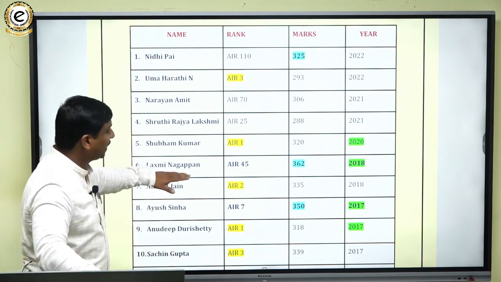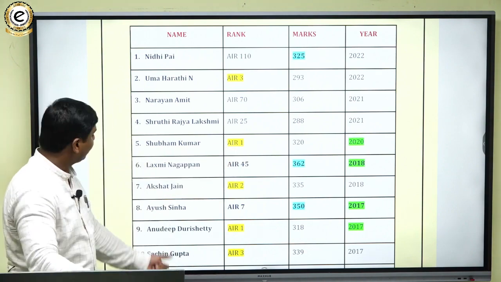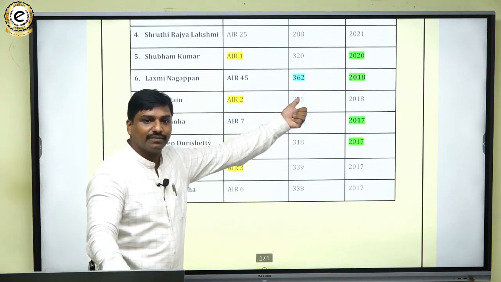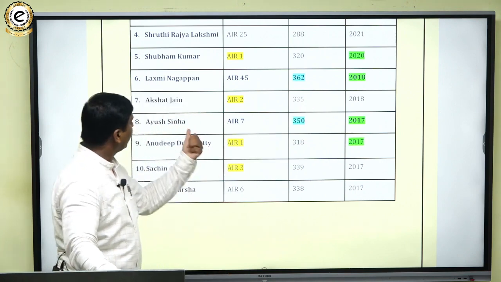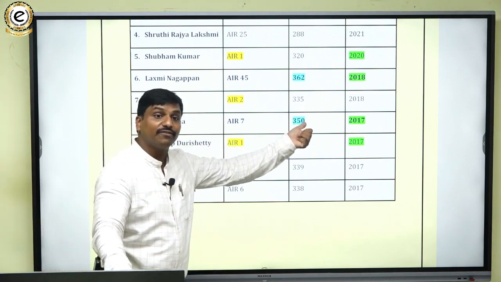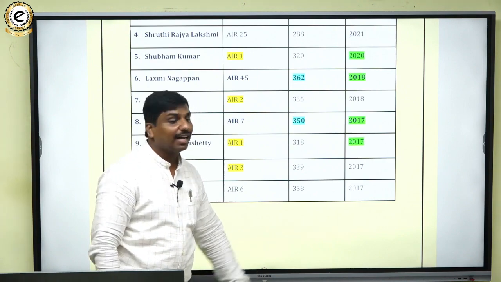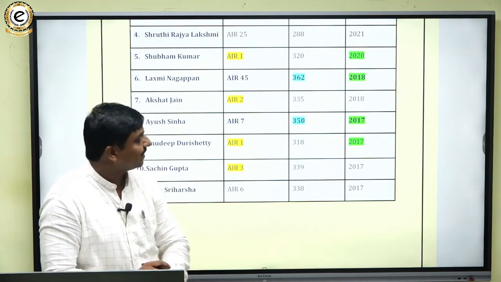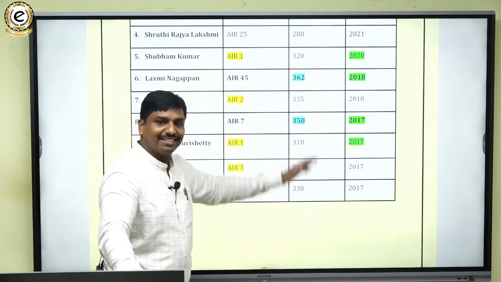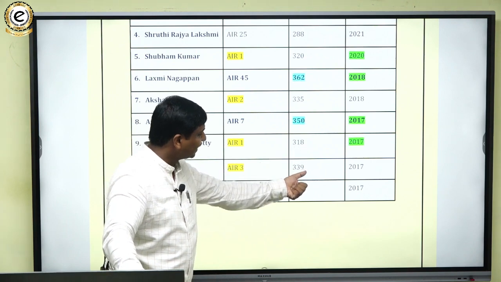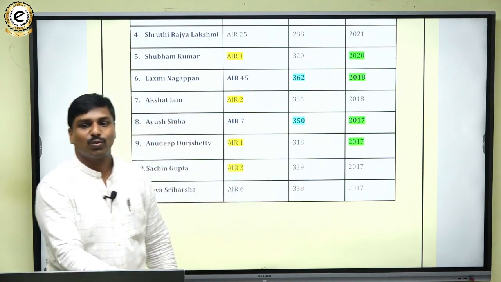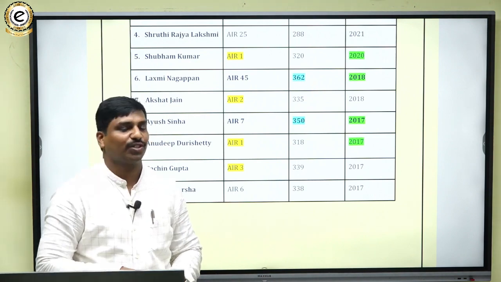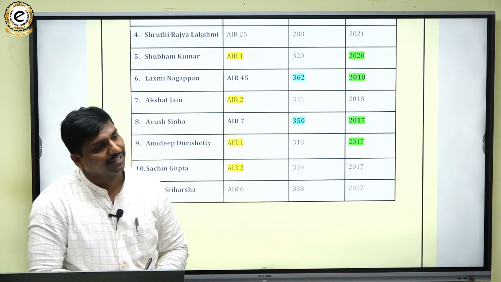And then Lakshmi Nagappan, we have already discussed about her. And then we have others like Akshat Jain, who got 335 marks in 2018, and Ayush Sinha, who got 350 marks in 2017. And 2017 was the year of boom for anthropology, where so many of them secured more than 300. You can see 318, 339, 338 likewise. So that's how anthropology has consistently produced a lot of ranks and good marks.